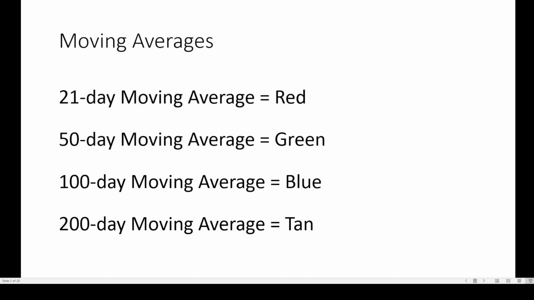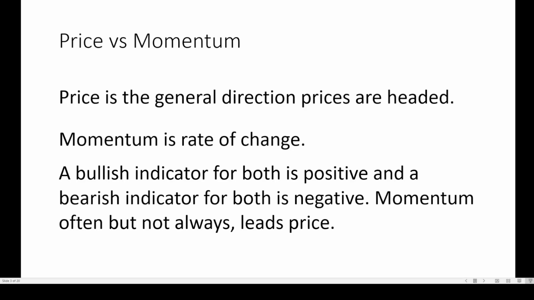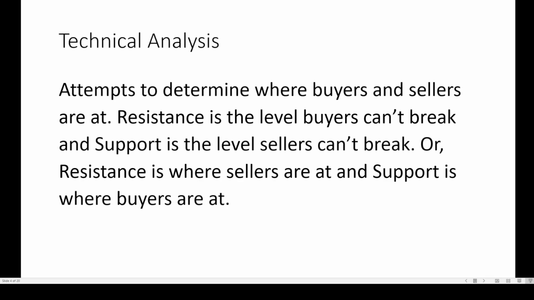Thanks for joining me. Moving averages are the colors on your screen. The 21-day is in red, 50 is green, 100-day in blue, 200-day in tan. Price versus momentum: price is the general direction, momentum is the rate of change. A bullish indicator for both is positive and a bearish indicator for both is negative. Momentum often, but not always, leads price.